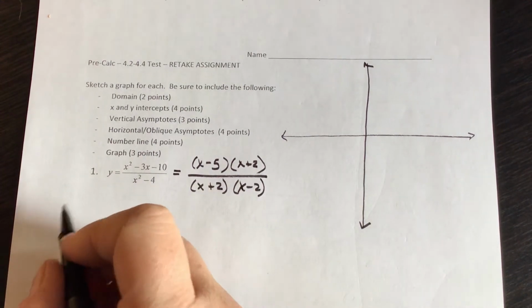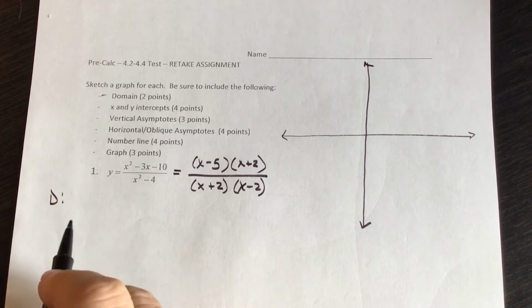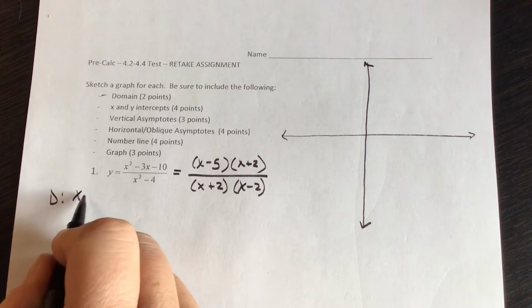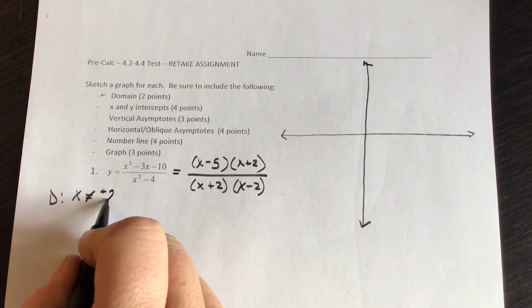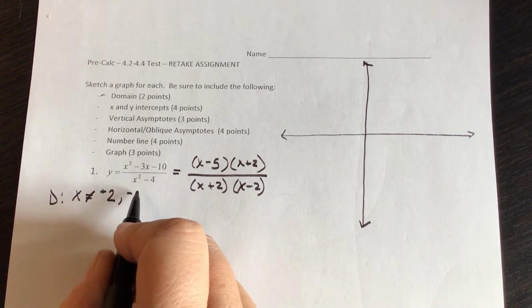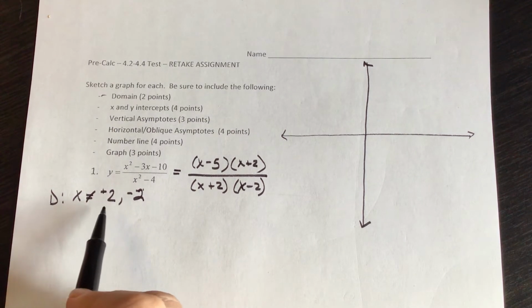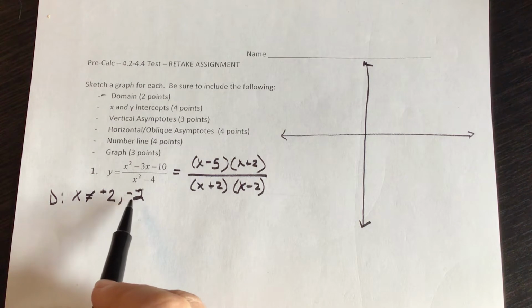And first thing we need to do is identify the domain, and the domain is all real numbers except for the numbers that make the denominator 0, which is positive 2. X cannot equal positive 2, and it cannot equal negative 2. So these are the values in our domain.